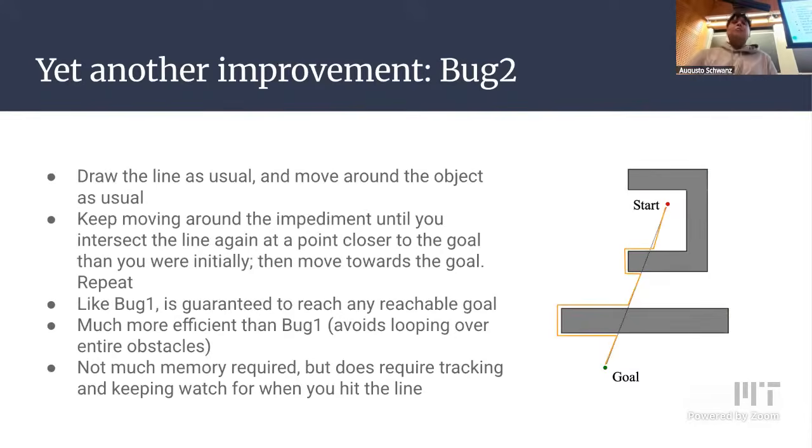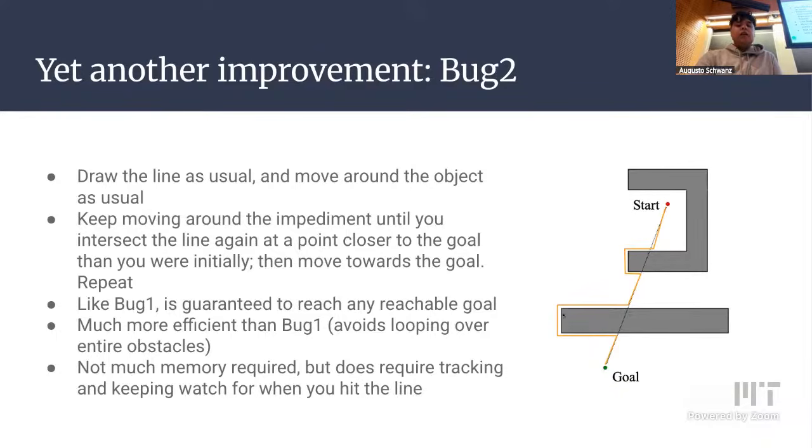So let's look at bug 2. This is the algorithm that probably most of you will implement. I believe this is a pretty popular one among the finalists and the top competitors. And we actually bring back this line again, and we're going to draw it very explicitly. And like in bug 0, we're going to move directly towards our goal.